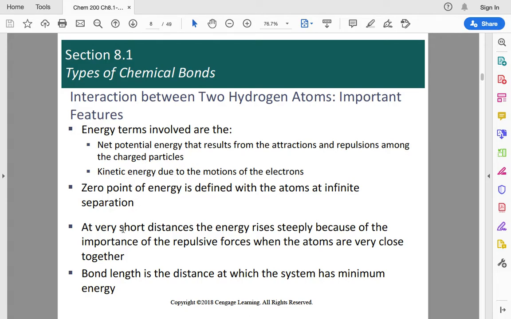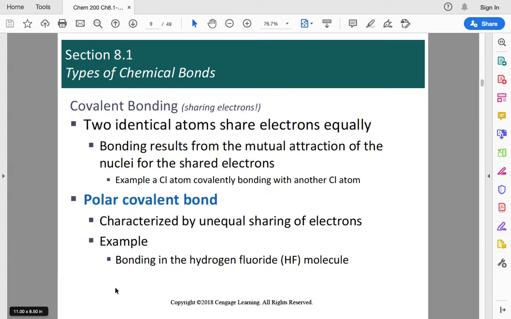At very short distances, the energy rises steeply because of repulsive forces. So if we have two hydrogen atoms in a nice happy bond, where they're supposed to be, but then we force them to get closer to each other, we're going to have repulsion forces. But the bond length is that sweet spot, that lowest energy conformation.